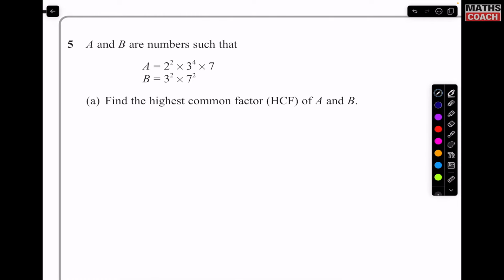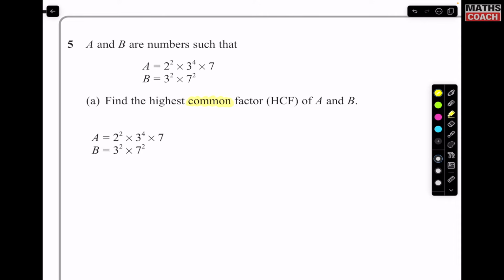All right, question 5. A and B are numbers such that A is equal to that, B is equal to that. Find the highest common factor of A and B. Right, so where do we start? So before I do that, I'm just going to make a quick copy of that because I'm going to need it. Right, so now we are going to highlight the common values, common numbers that they both have.